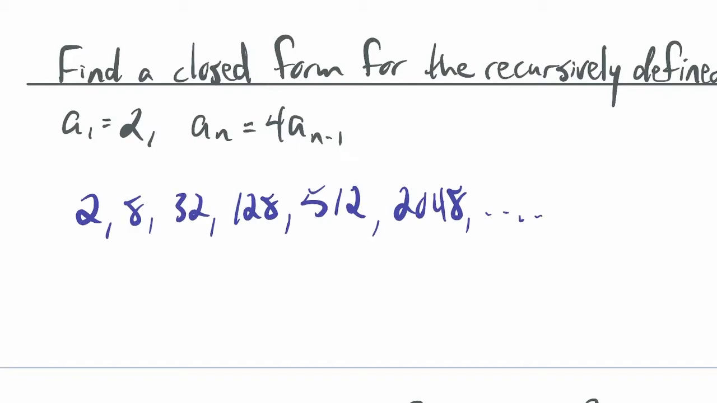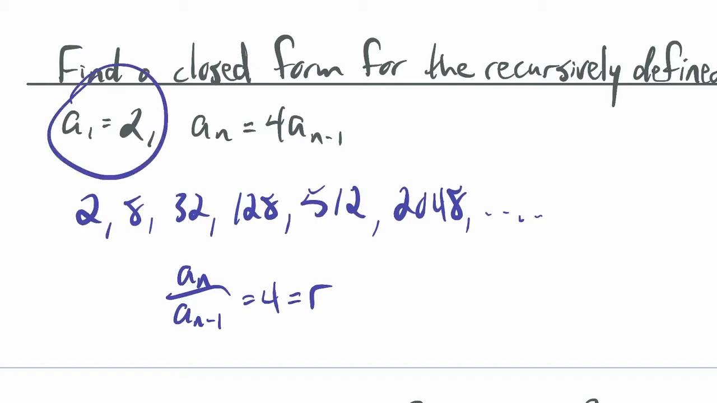Really, what I can do is take this equation and divide by a sub n minus 1 on both sides, and see there's a ratio between the terms. So this is definitely geometric. This is basically r. And then this is kind of my a value, sort of.